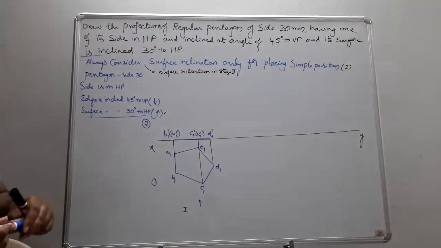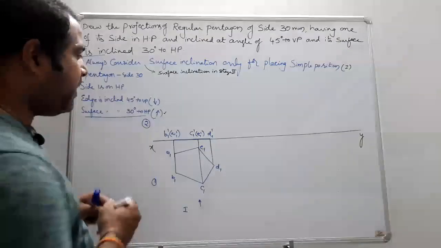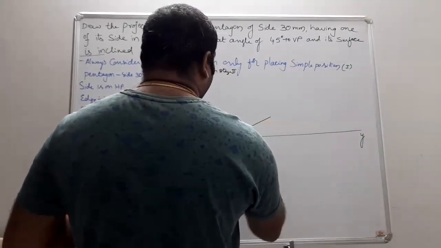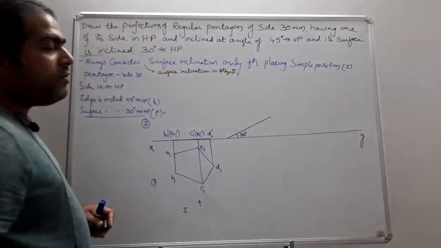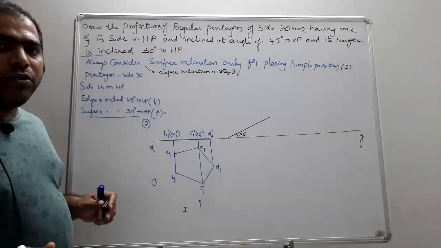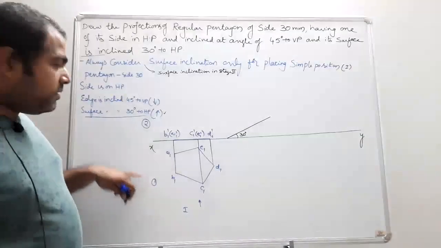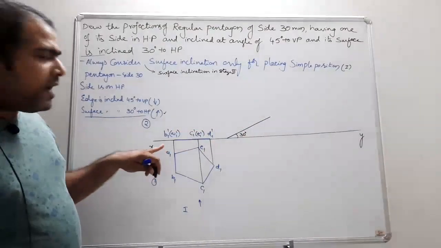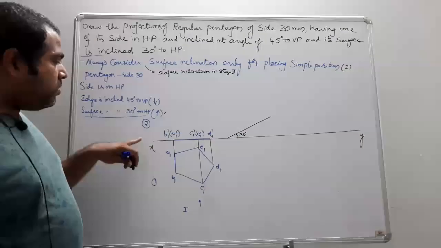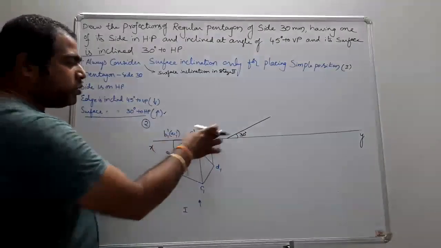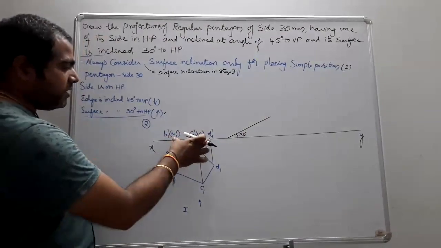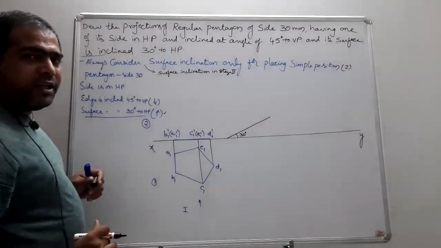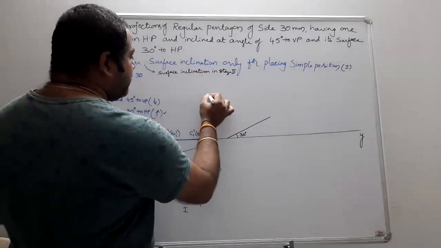So 30 degrees inclined to HP means it always comes above the XY line. So draw a line of 30 degrees. We already know that step 1, step 2, step 3 always comes adjacent, beside step 2. Always rotate step 2 for the given inclination. Step 2 is nothing but your front view. First the front view is to be rotated for 30 degrees. So this becomes your step 3.